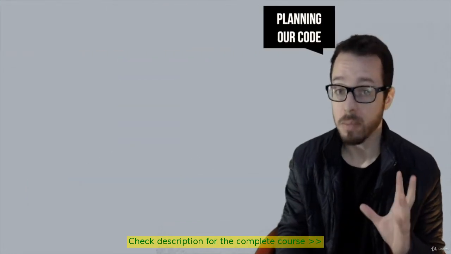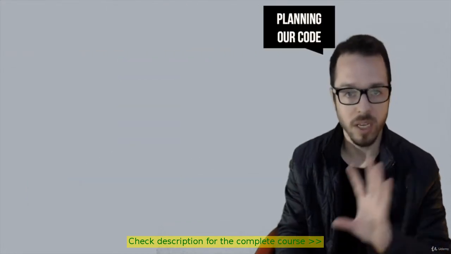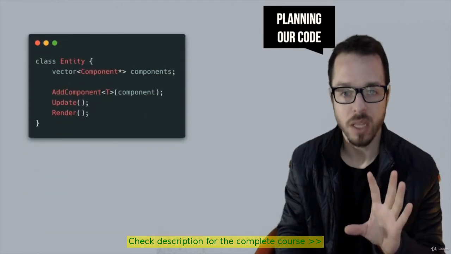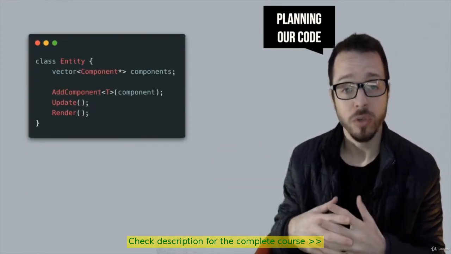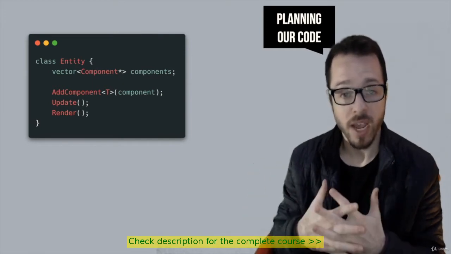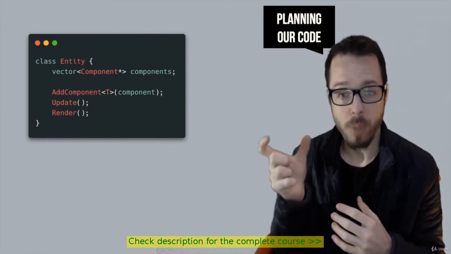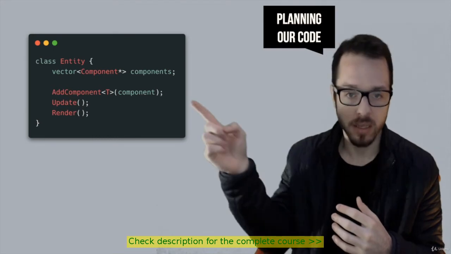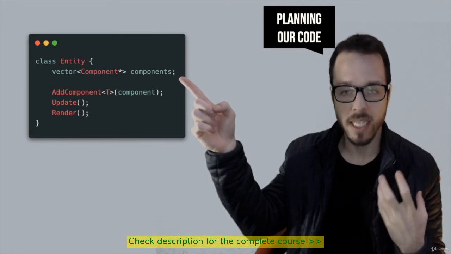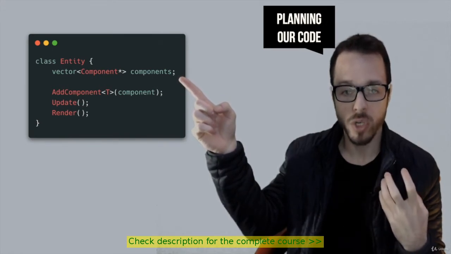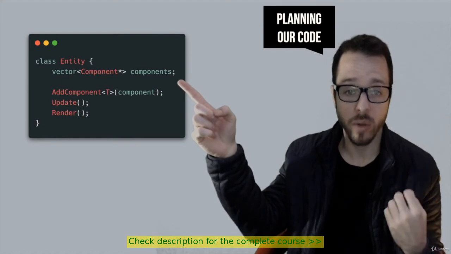Let's think about the code, right? So let's just give a little pseudo view of how I think the code should go. Class entity, there we go. I'm going to use a vector, the standard library vector, to keep track of pointers to components. And the name of it is components. So components right here is the list of component pointers that every entity is going to have.